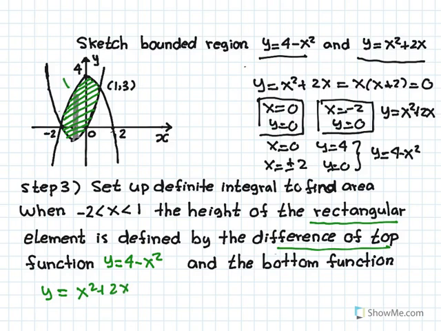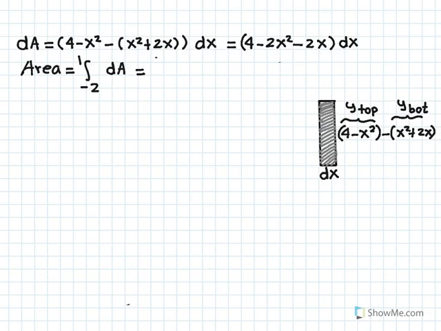So this is the top function right there. That's y top, and that's y equals 4 minus x squared. And this is y bottom, and y bottom is y is equal to x squared plus 2x. All right. So now let's define a differential area, dA. dA is going to be top minus bottom: the top function, which is 4 minus x squared, minus the bottom function, which is x squared plus 2x. Let's simplify that, and we get this height, 4 minus 2x squared minus 2x. Let me rewrite this as minus 2x squared minus 2x plus 4. So let's put this into a definite integral and integrate, and we'll find the area.